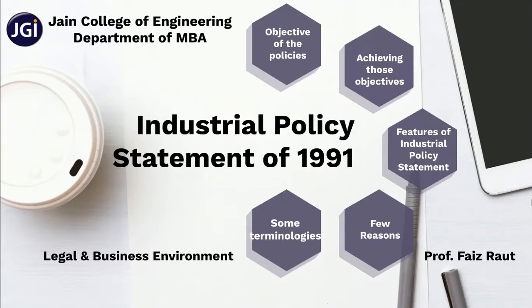In lecture 3, we discussed the Industrial Policy Statement of 1991, and at the end of lecture 3, I told you that there are a few reasons why this policy of 1991 was implemented and came into existence. There are a few terminologies I want to explain, and as an MBA student you should know what these terminologies mean. Okay, let's start with a few reasons.